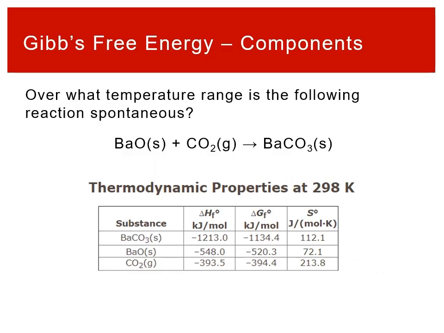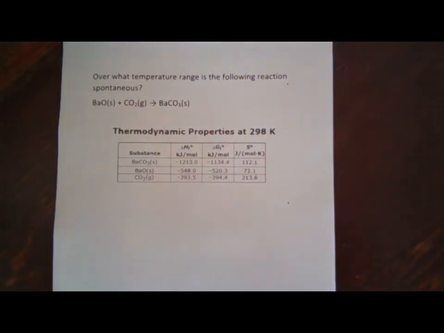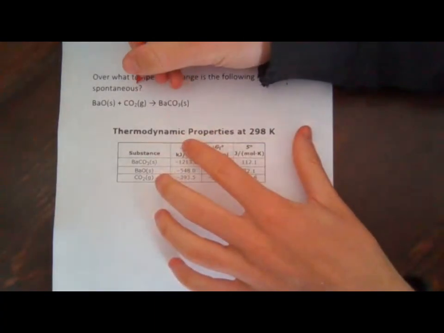All right, let's look at an example. Over what temperature range is the following reaction spontaneous? It's the same: barium oxide plus carbon dioxide gives us barium carbonate. So we already know this reaction is spontaneous at 298 K. Well, what general temperature range will it be spontaneous?